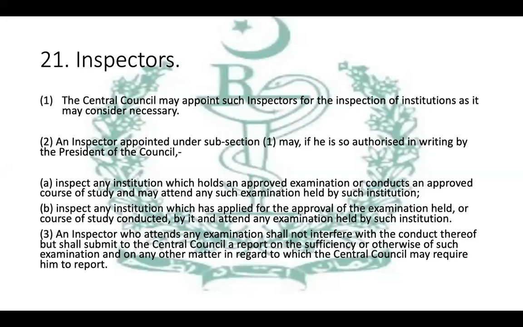Section 21(3) says that they have only to observe. Whenever they have to inspect, they go over there, they observe, they record the facility, and then submit it in the form of a report to the Pharmacy Council, where they have to read that report and then decide on approval of these facilities.